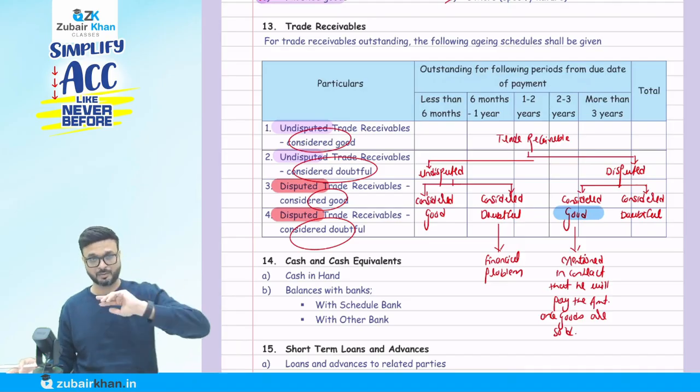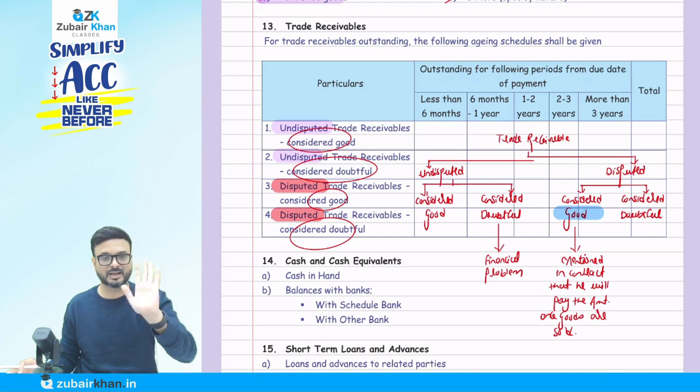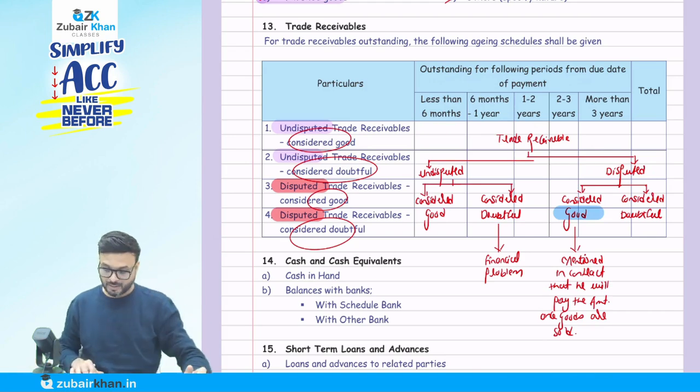I know how they ask: how much is due for more than 6 months and less than 6 months? That's it. They will ask you like that only. Okay.